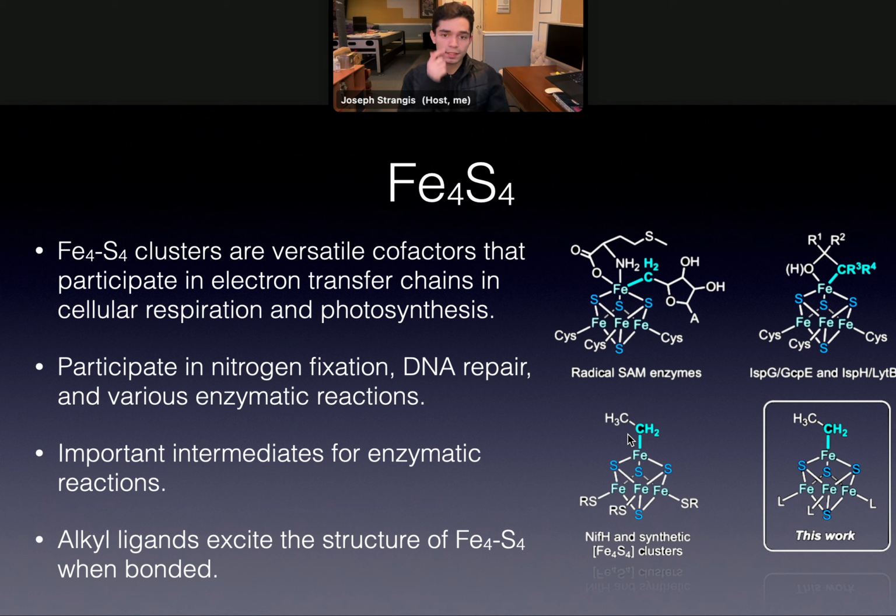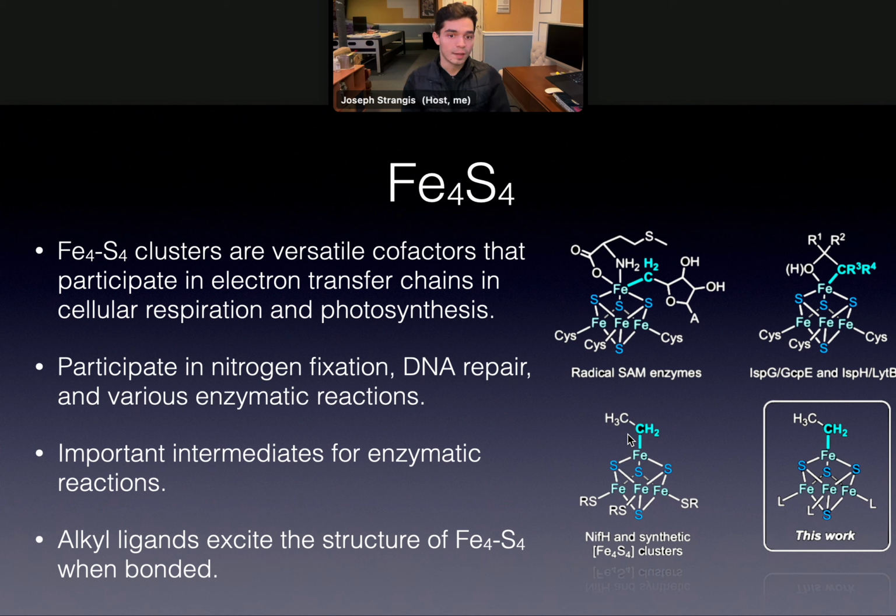And it uses these because they're very versatile cofactors that help facilitate electron transfer in all kinds of respiratory processes to maintain homeostasis. And these particles participate in nitrogen fixation, DNA repair, just as we've seen before. But they also serve as very important intermediates for enzymatic reactions. And we see that when specific alkyl ligands excite the structure of Fe4S4 when bonded to its corners.